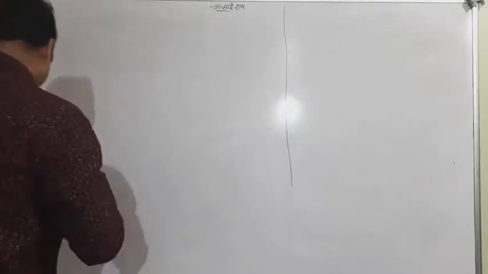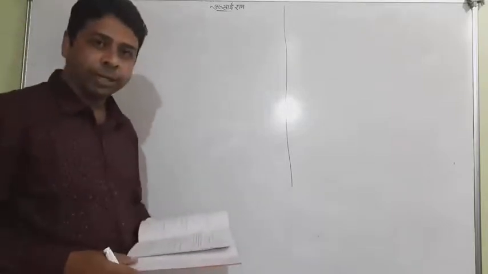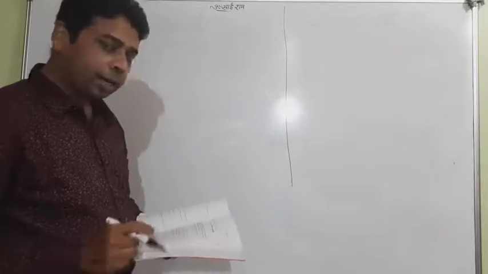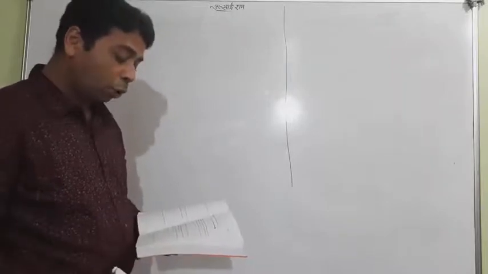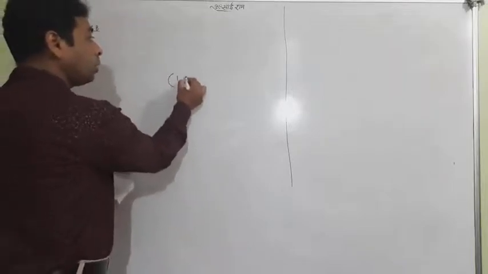Now we have example number 8. It's very interesting again. Look at, I read it: Find all pairs of consecutive odd natural numbers. What is the meaning of consecutive odd natural numbers?